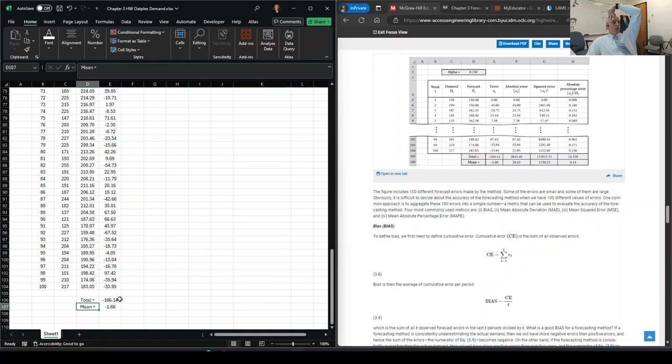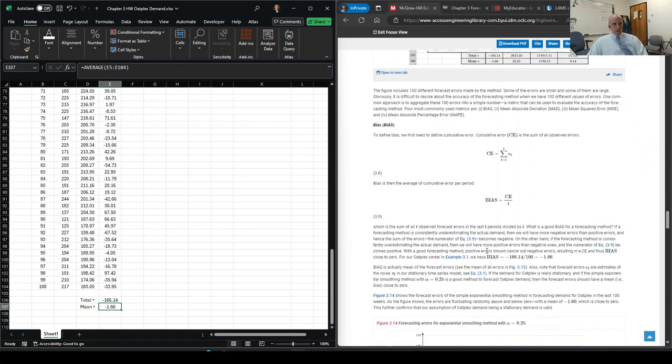We're short, right? We're saying the demand is greater than the forecast, right, by 166 overall. The average is negative 1.66. I mean, that seems pretty good, right? So we're averaging less than 2 short. That seems pretty good.